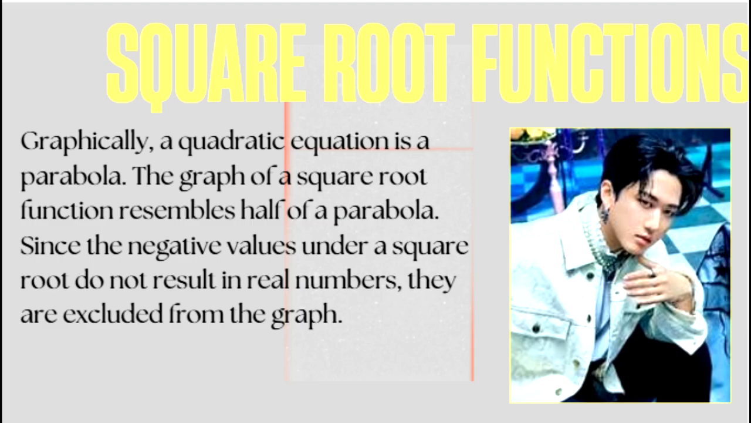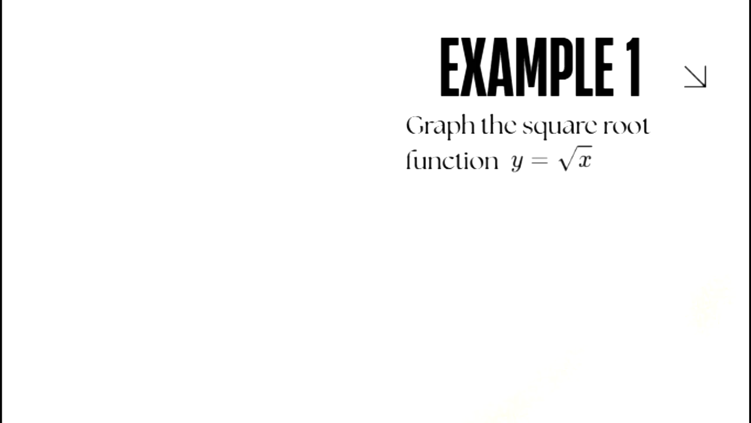Graphically, a quadratic equation is a parabola. The graph of a square root function resembles half of a parabola. Since the negative values under a square root do not result in real numbers, they are excluded from the graph. So there's no negative numbers in the graph, okay? You'll see. Example number 1, graph the square root function y equals the square root of x.